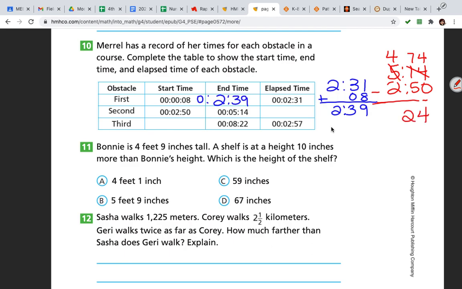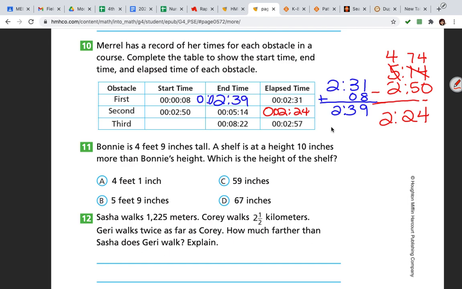7 take away 5 is 2. 4 take away 2 is 2. So the elapsed time from the time she started to ended was 2:24. So 0 to 24. I guess that should be 02. So that would be 02, and this should be 02:24. So 2 minutes and 24 seconds.